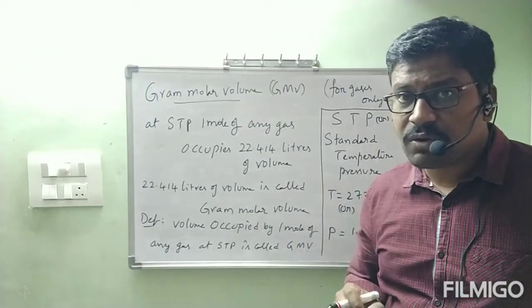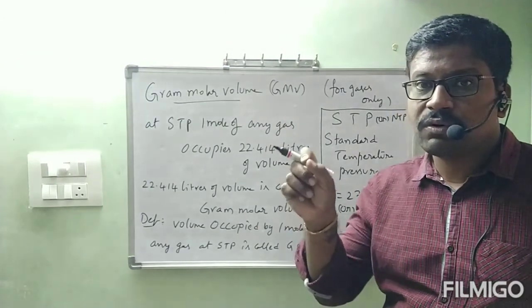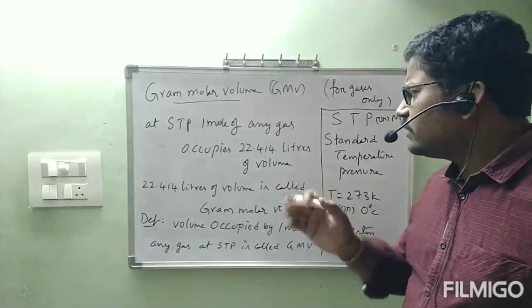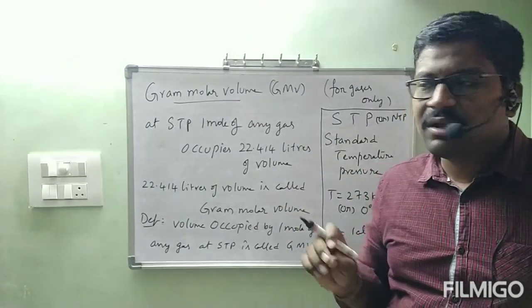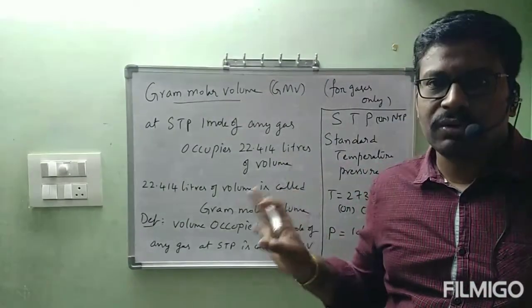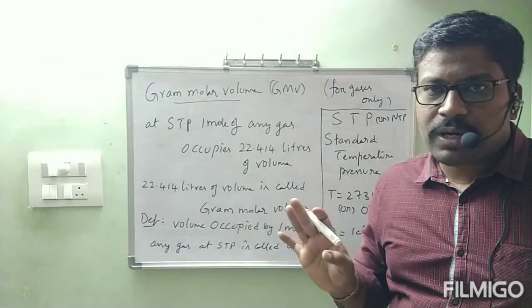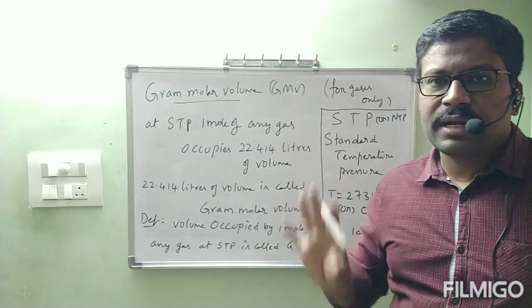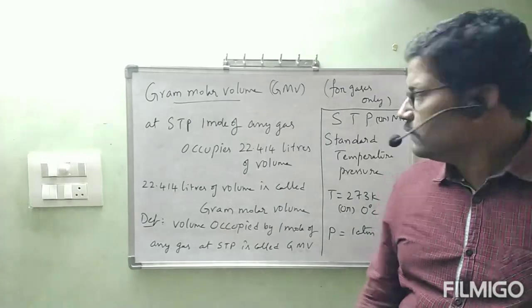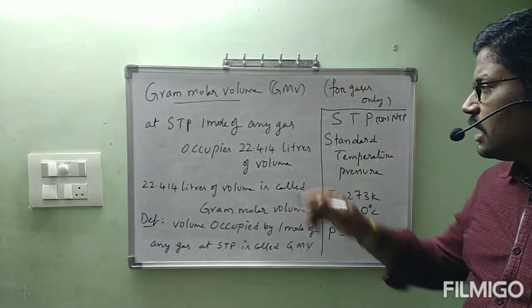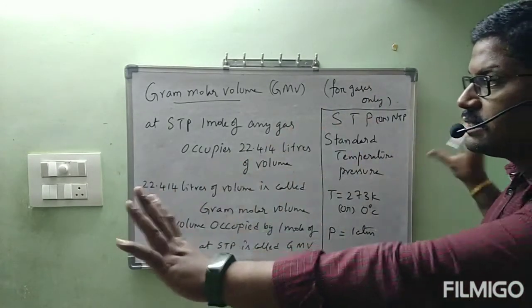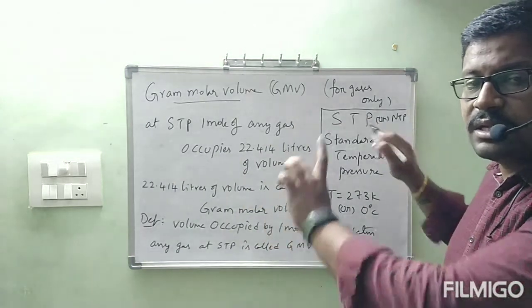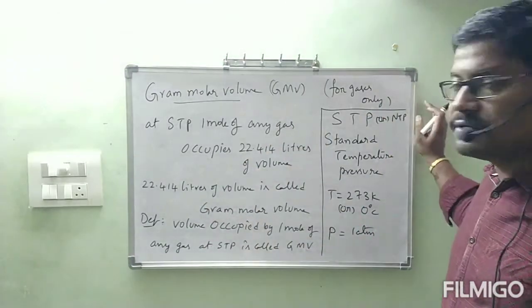What is the value of gram molar volume? That is 22.414 liters. While we are doing the calculations, we will write it as 22.4. Completely 22.414 is no need. Simply we can write 22.4 liters. Okay. If you are very clear, I will just rub that one and I will take some examples. In the form of diagrams, I will show that one.